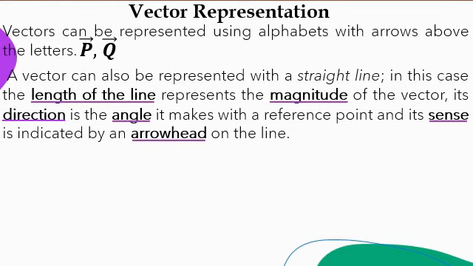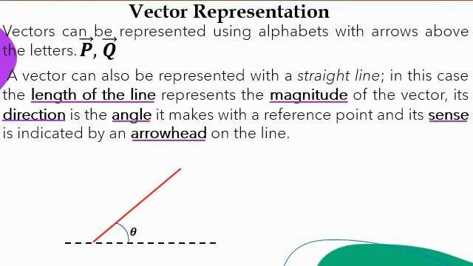Now, if we want to use a straight line, we need to have a reference. Then we draw a straight line whose length will represent the magnitude of the vector. And then the direction, like we said, will be indicated by an angle that this line makes with our reference point. Mind you, our reference could be another vector. So you can have two vectors acting, and then there's an angle between them.